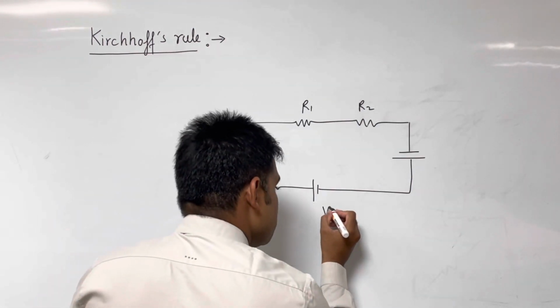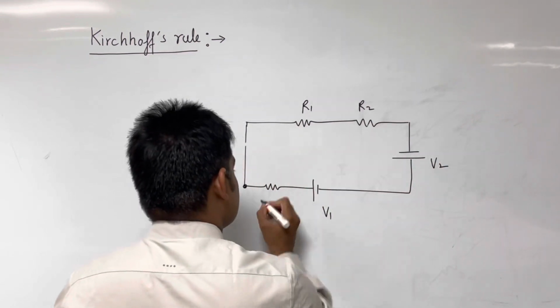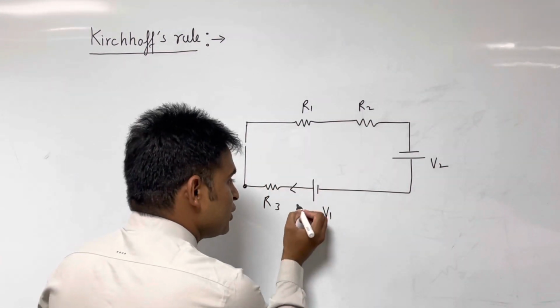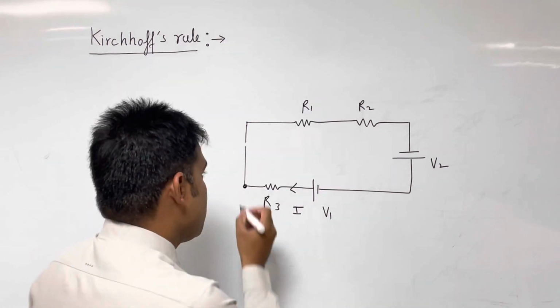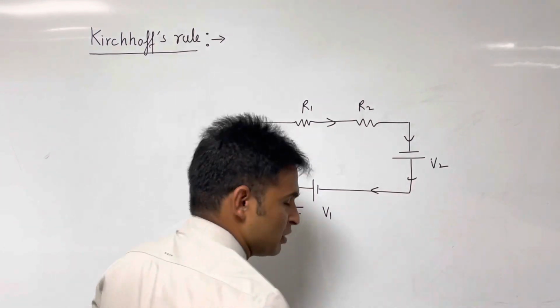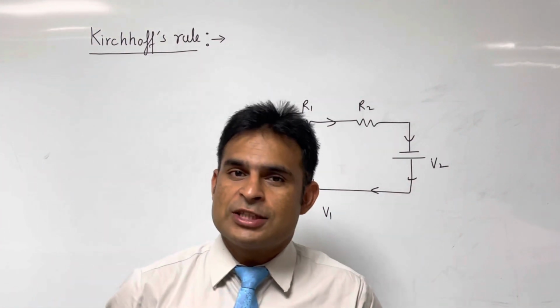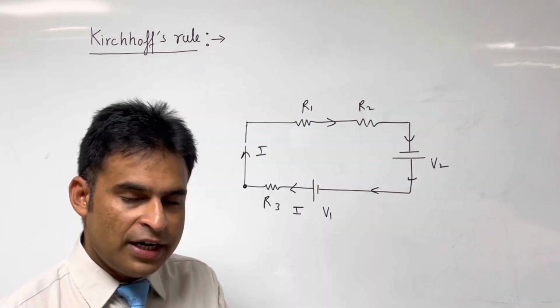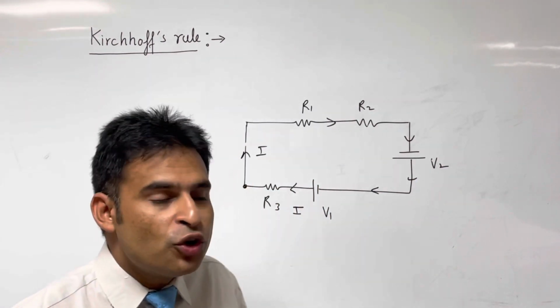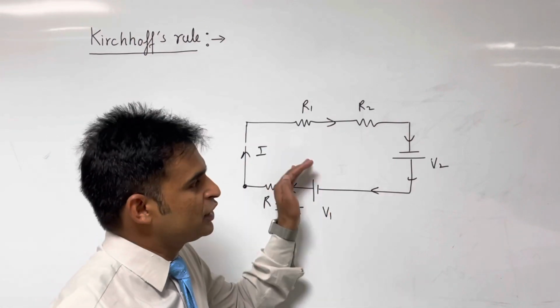Let's say this is V1, this one is V2, this one is R3, this one is R1, this one is R2. And current in this one will be I. So this current will be I, same current will be there. This one will be I, this one will be I, this one will be I. So what does KVL say? According to KVL, net voltage should be zero if you start from one point and reach the same point again.